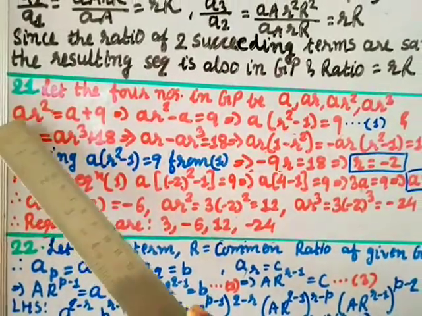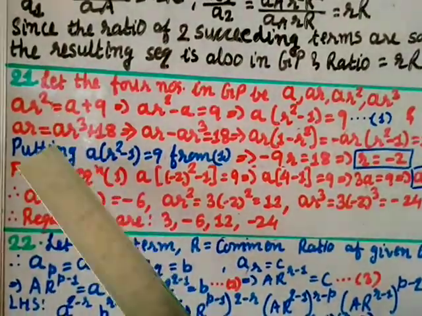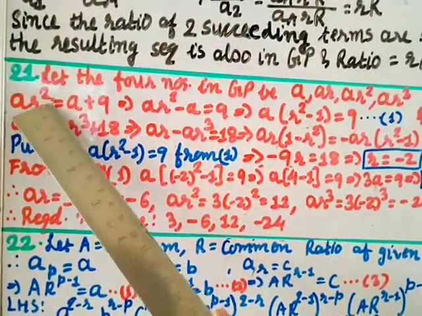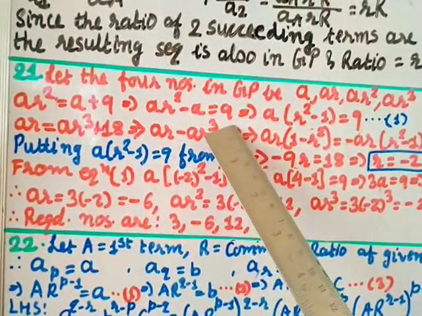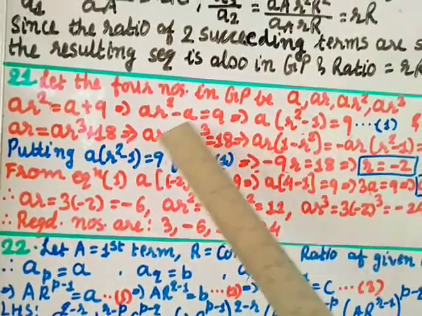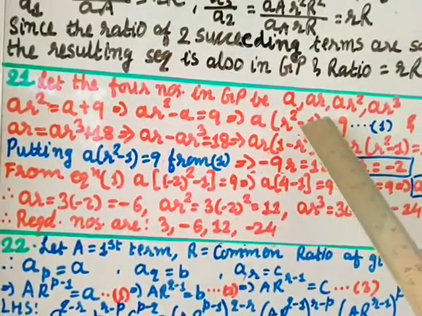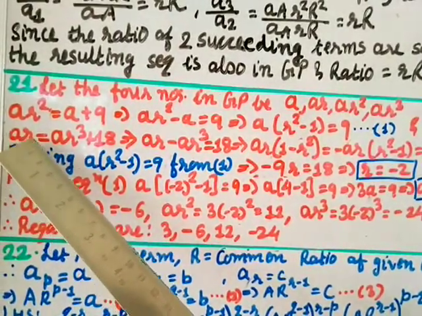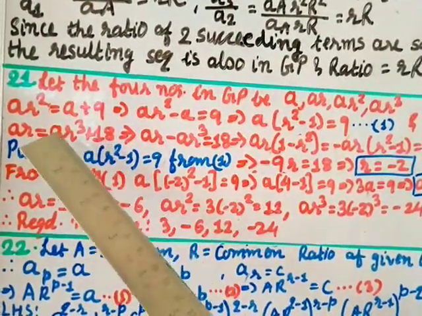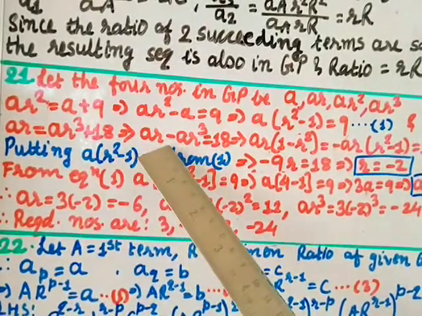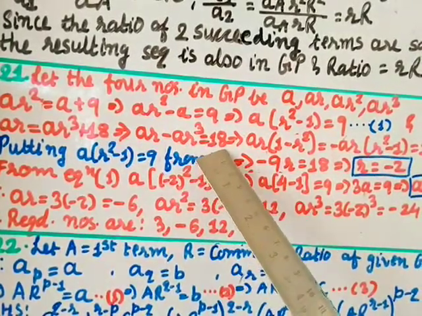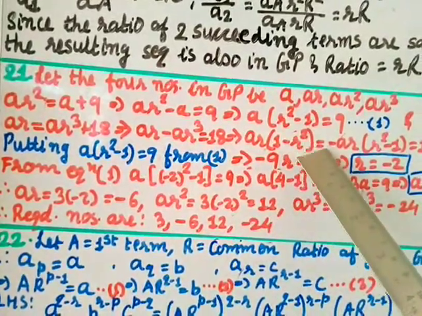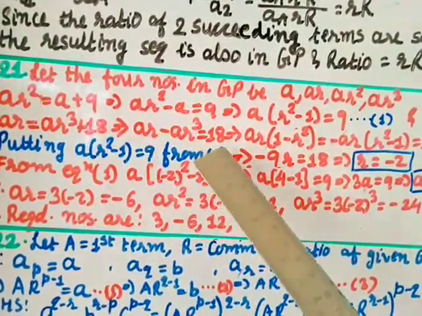Now with the given condition from the question, AR square equal to A plus 9. Now A transfer over here, so you get AR square minus A equal to 9. From these two you take A common, so you get here A into R square minus 1 equal to 9, equation 1. And the second condition given is AR equal to AR cube plus 18. AR cube transfer over here, so you get AR minus AR cube equal to 18. From here you take AR common, so here remains 1 minus R square equal to 18.